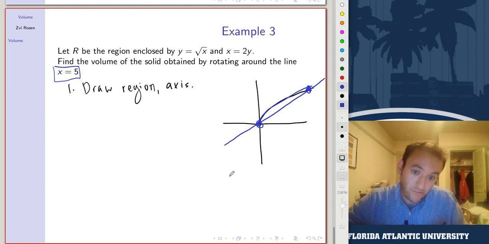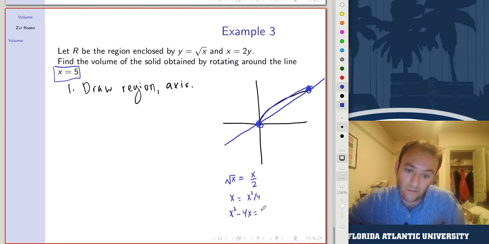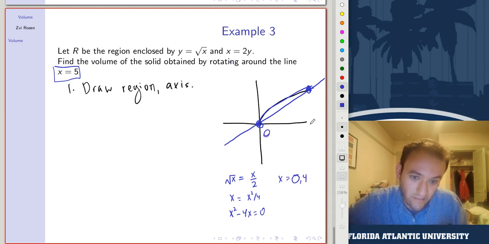If we want to know what those intersection points are, we have square root of x equals, well, we want to get the equivalent y, so we'll divide x by 2. X over 2, square both sides, we get x equals x squared over 4. And then that means x squared minus 4x equals 0, which in turn means x equals 0 or 4. Okay, so that means 0 here and 4 over here. And this is our region.